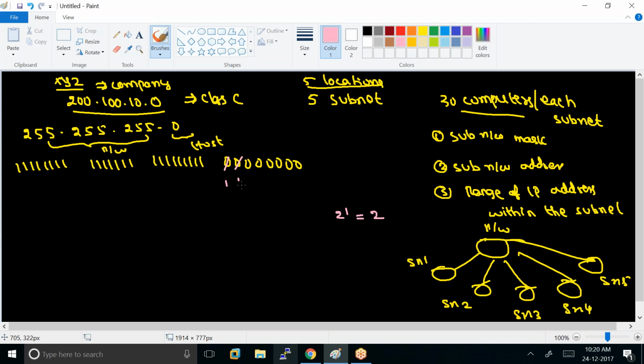If I take 2 bits, 2 power 2 is equivalent to 4. If I take 3 bits, 2 power 3 is equivalent to 8. I am in need of 5 subnets. Therefore, this satisfies my requirement.